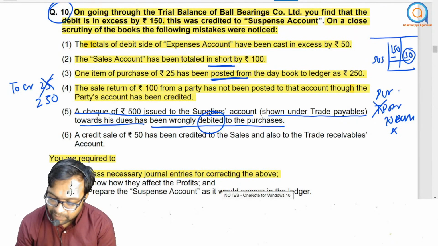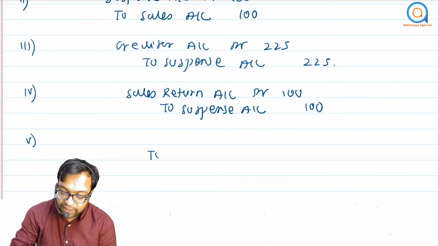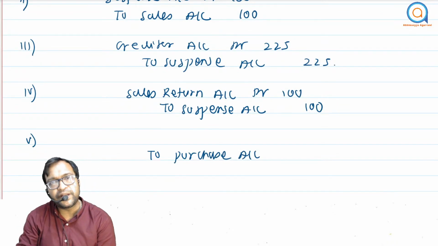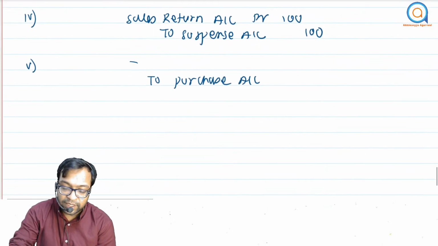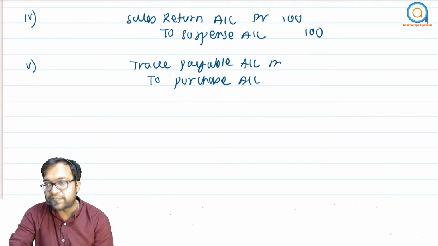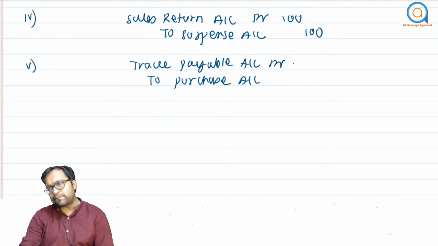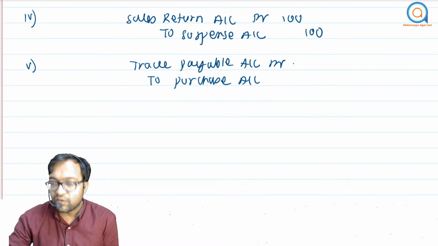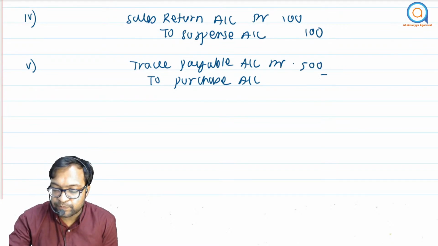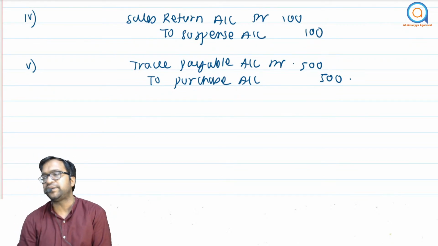You have debited purchase. Is it correct? No, sir. So to rectify, you should credit the purchase. Which account should be debited? Trade payable. So the rectification entry will become trade payable account debit to purchase. Instead of trade payable, you have debited purchase, so credit purchase, debit trade payable. What was the amount? 500.